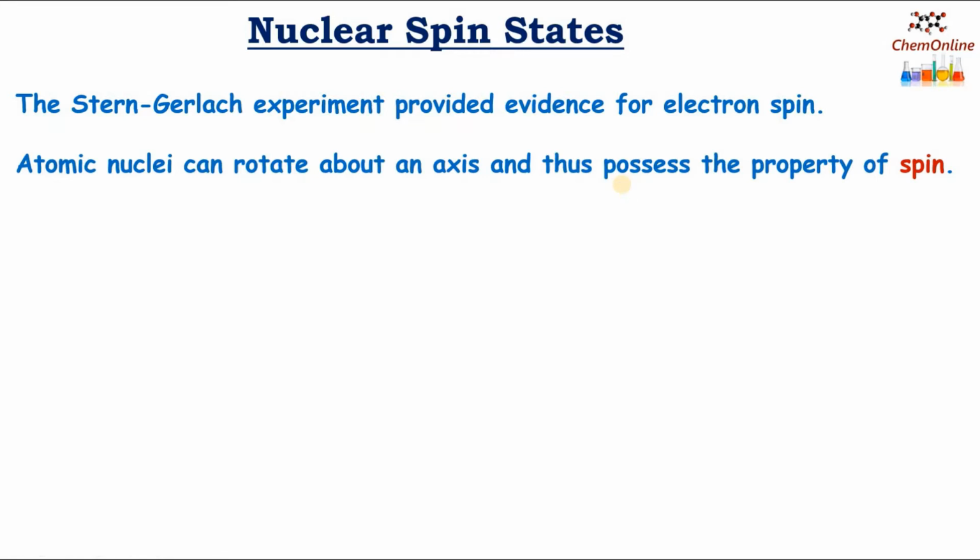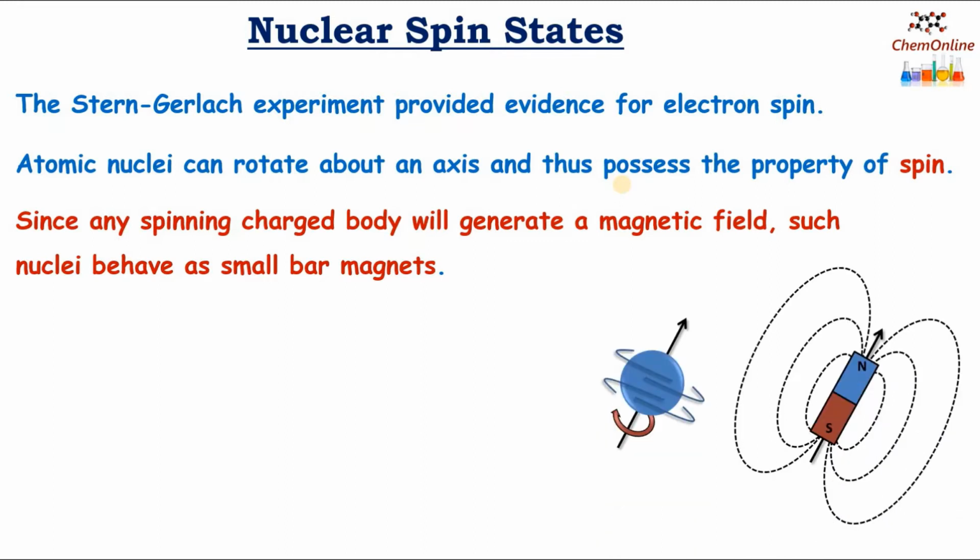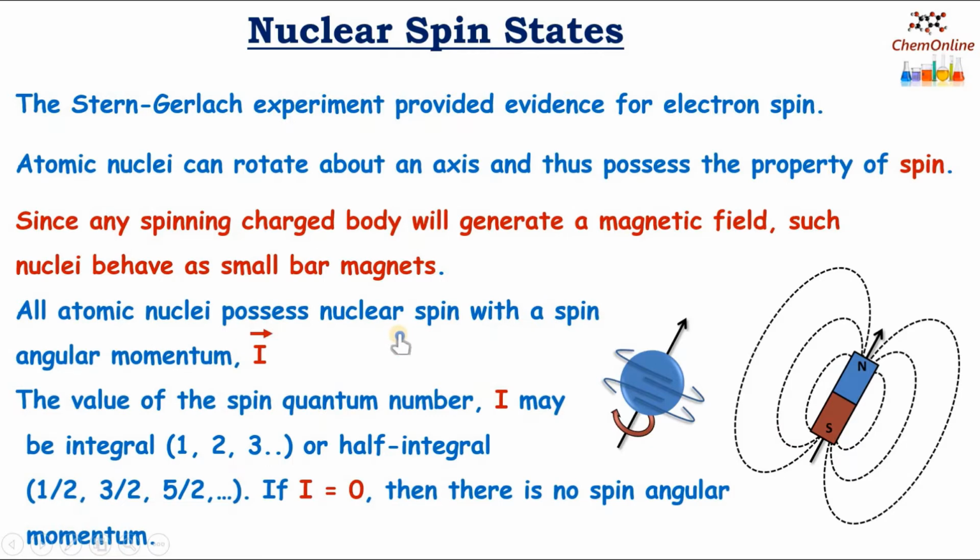Nuclei consist of both protons and neutrons. Since a nucleus is positively charged, a spinning nucleus will also generate a magnetic field, and such a nucleus can behave as a small bar magnet. All atomic nuclei which possess a nuclear spin will have a spin angular momentum vector I.